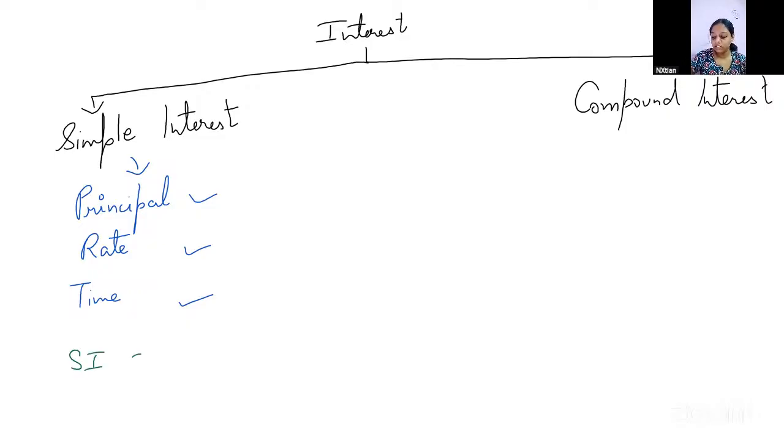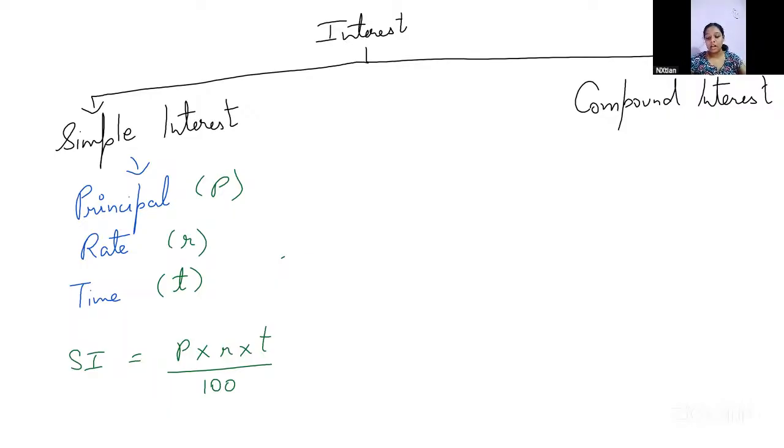Simple interest is equals to P into R into T upon 100. Principal is denoted as P, rate is denoted as R, and time is T. PRT upon 100. Multiply all the three and divide it by 100. This is how we calculate simple interest.